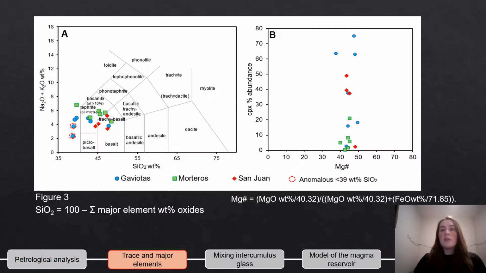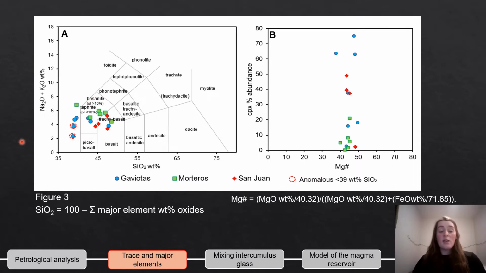The interstitial melt of 19 cumulate samples was separated and analysed for trace and major elements using ICP-MS. Tenerife magmas plot along the alkaline series, from basanite to phonolite. The interstitial melts analysed range from tephrites and basanites to basalts and trachybasalts, with the older Gaviotas formation being more silica poor and the Morteros formation having a higher alkali content.